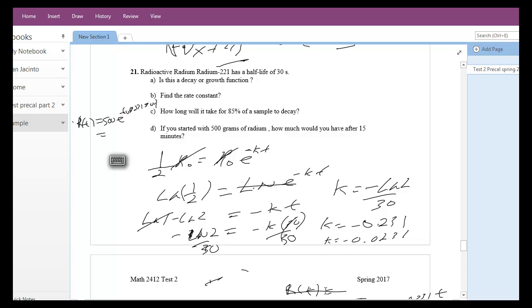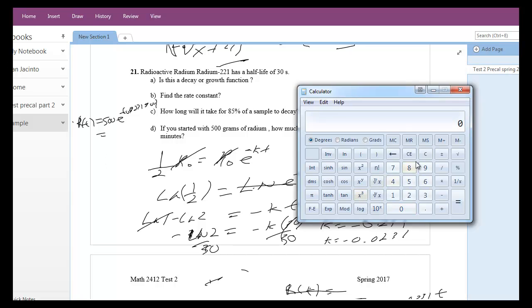I'm bringing out the handy dandy calculator. Where's my E button? That's my exponential right there. So what we're going to do is take 0.0231 times 900, right, equals, change the sign, exponent that, should be my exponent button. Hang on. Okay, want to be difficult.